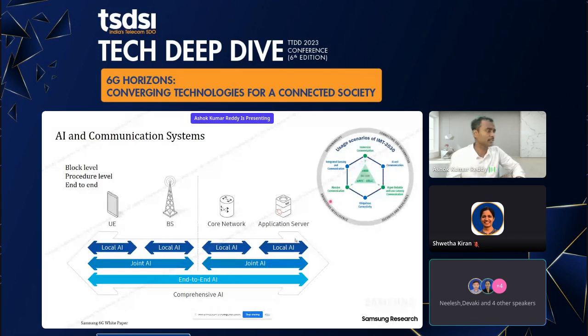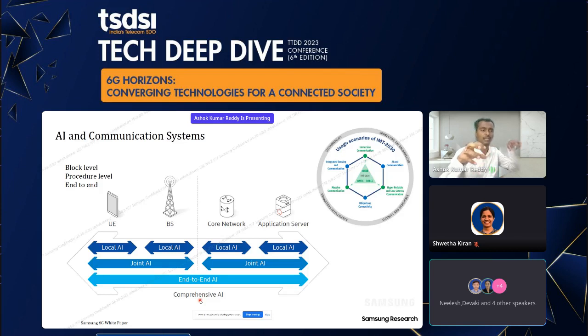So this is a small picture from the Samsung 6G white paper, which came a few years back. It's reasonably old. This is where we try to show how AI is to be applied locally in each of these modules, let's say UE, base station, core network or application server, or for an application inside that, or a specific use inside that, which are joined when there are two entities involved that are communicating, one machine to another machine.